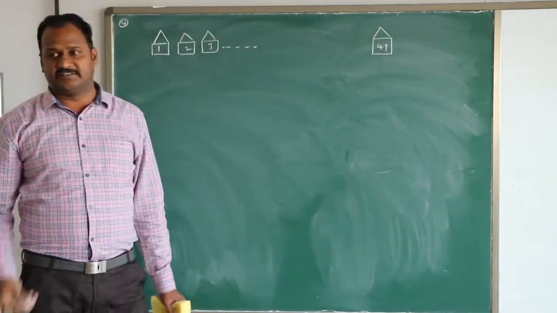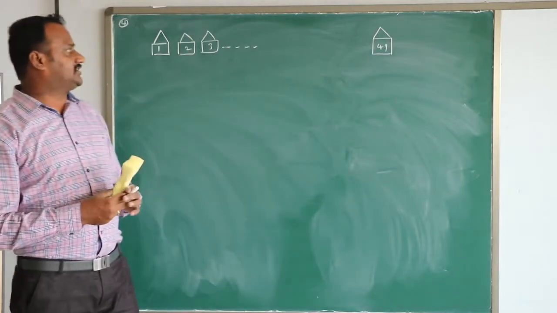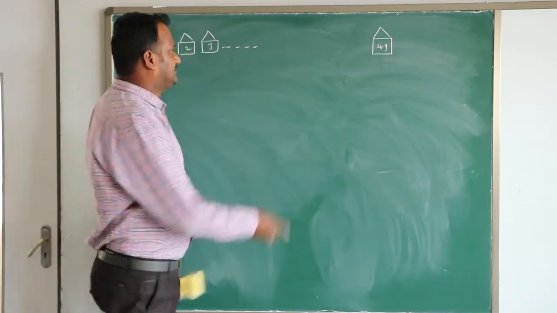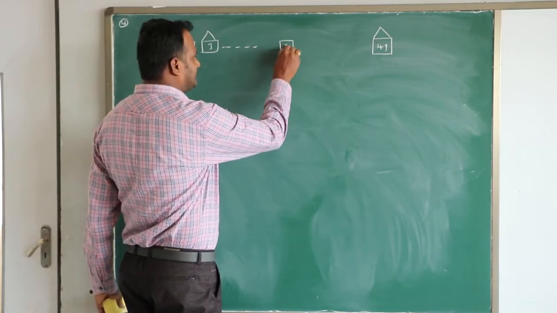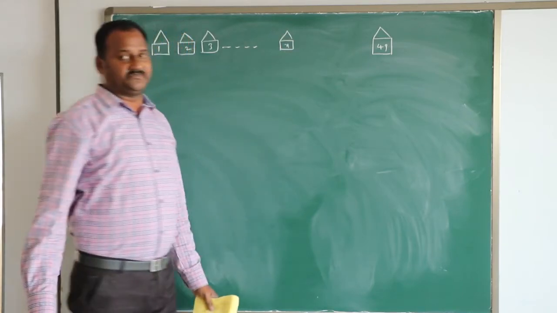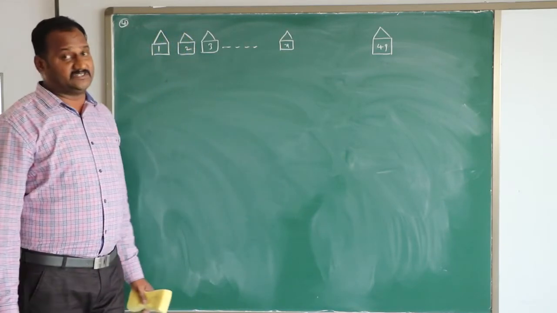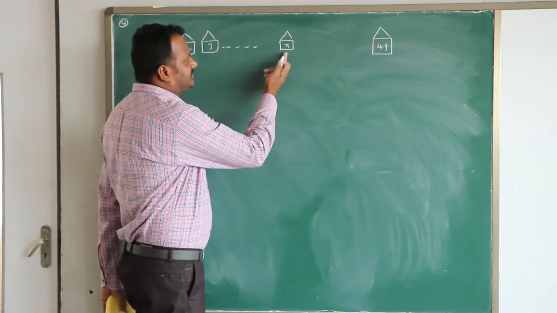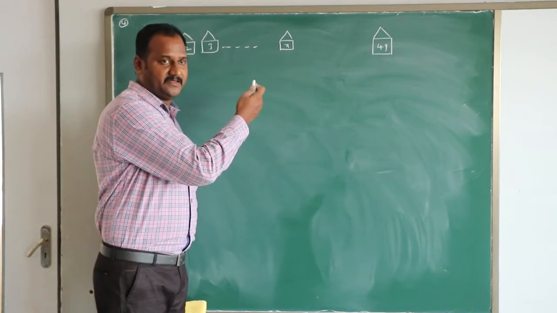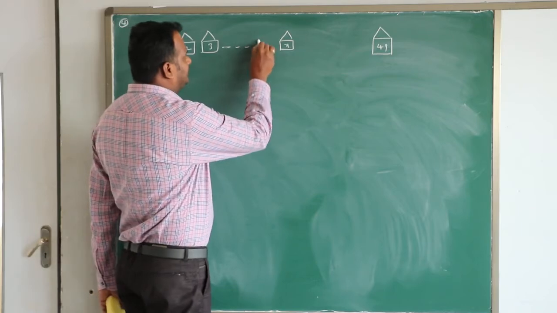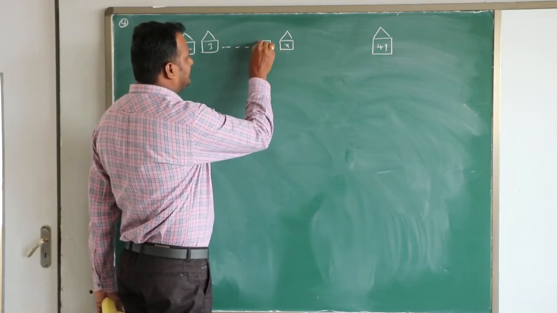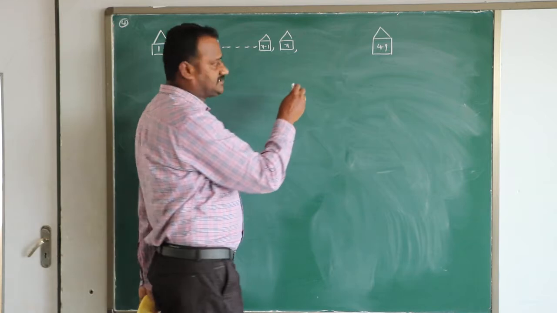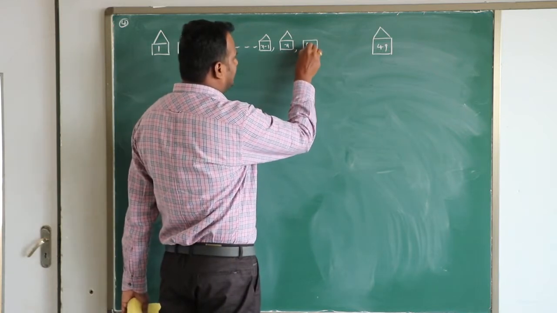And here the problem is, there is one house in between 1 and 49. That house number is some house number X. According to the information, consider the sum of the numbers preceding the house number X. What is the number preceding X? X minus 1. So the number preceding X is X minus 1. This is one more house. What is the number succeeding X, after X? That is X plus 1.